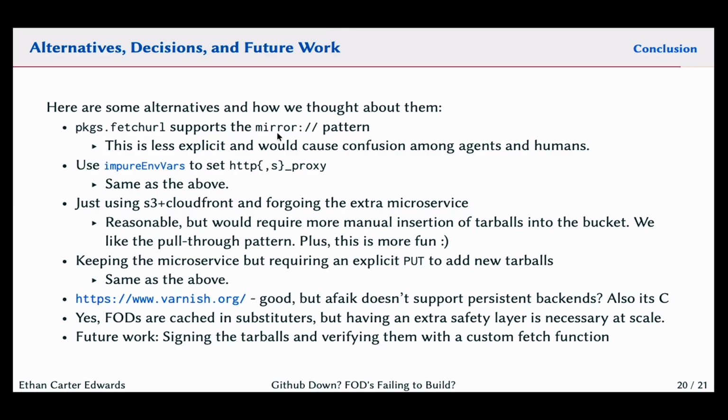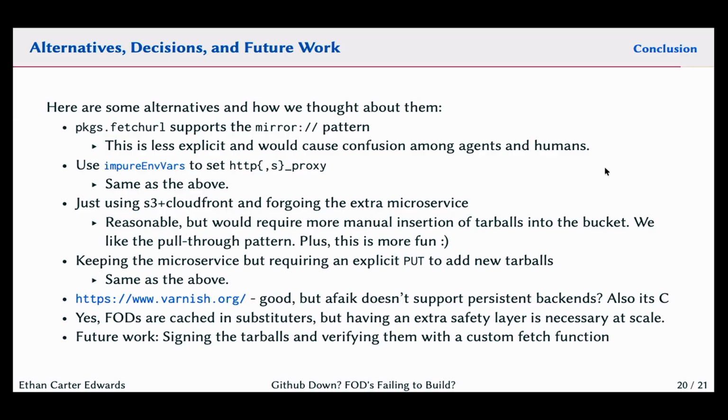Here are some alternatives that I discussed with people in the community. Jeremy Fleischman, JFly, brought up this mirror pattern that's new in Nixpkgs, which is pretty cool. And I think this is actually probably a better solution. But the issue is that it's not very explicit. If we just introduce this in our code base, no human would understand, and neither would the agents, because it's kind of opaque. So I don't think it's right for us. Same thing with the impure env vars setting.